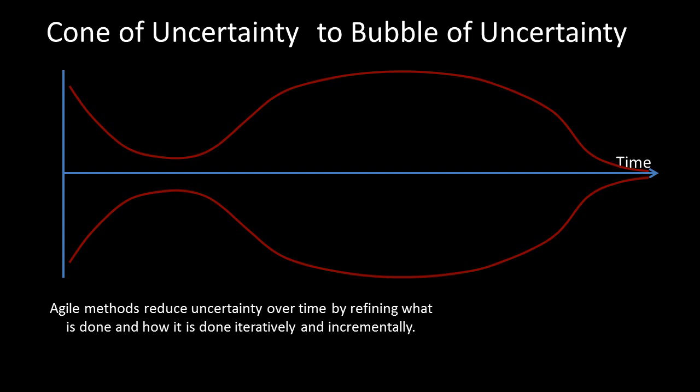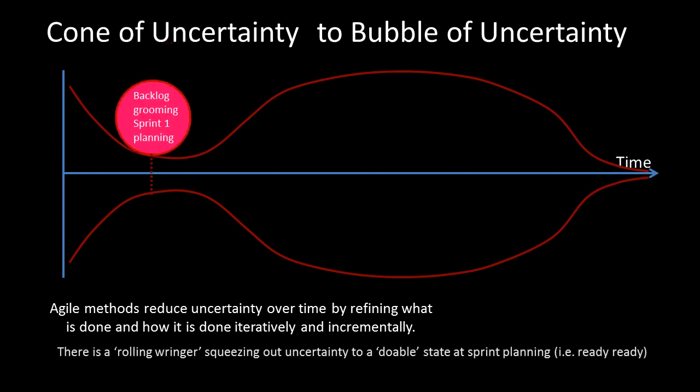So how do we reduce the uncertainty? Well, the first thing is we need to groom the product backlog so we have user stories that are good user stories, and then we plan the sprints so we have a sprint backlog. And it's like a rolling wringer. We're squeezing out uncertainty to a doable state at the sprint planning. We know we can do that story. In other words, the story is what we call ready.